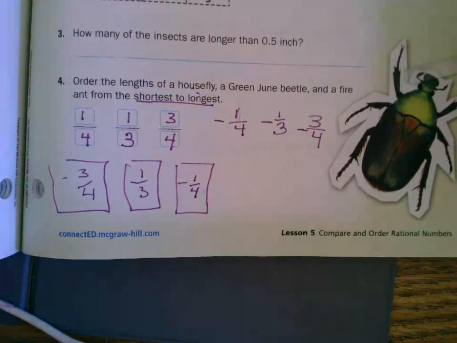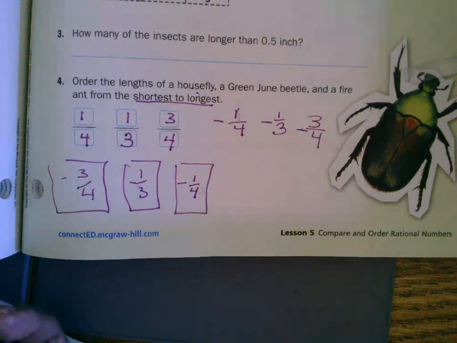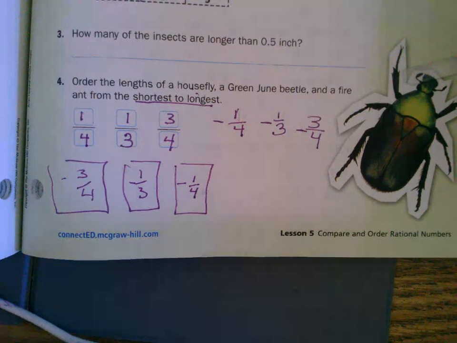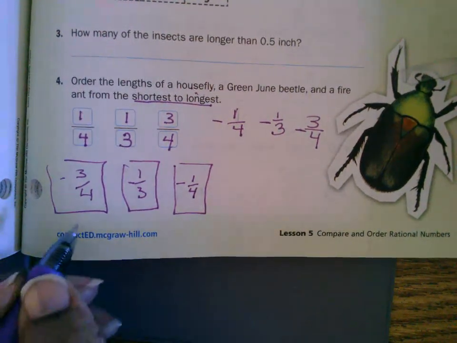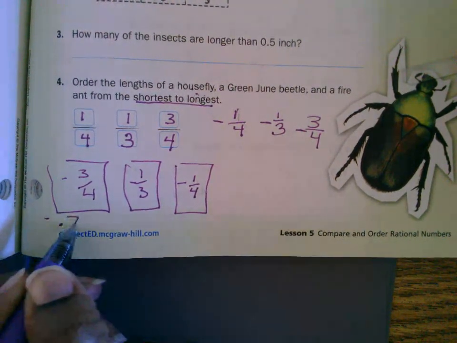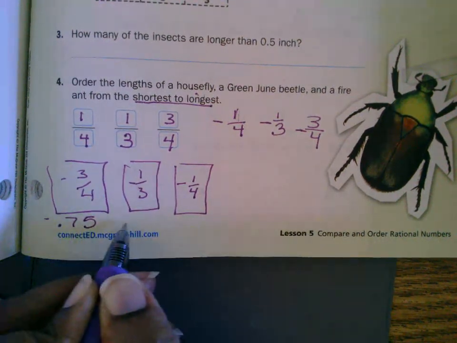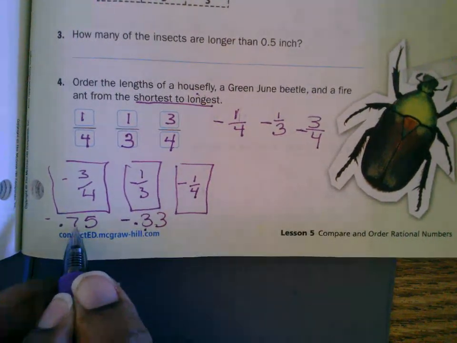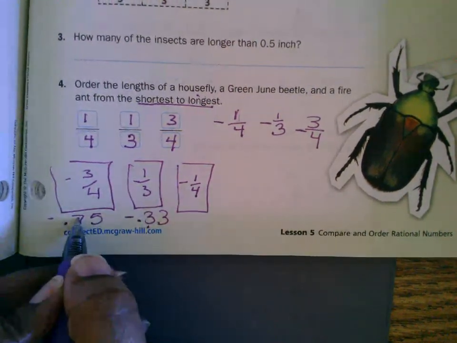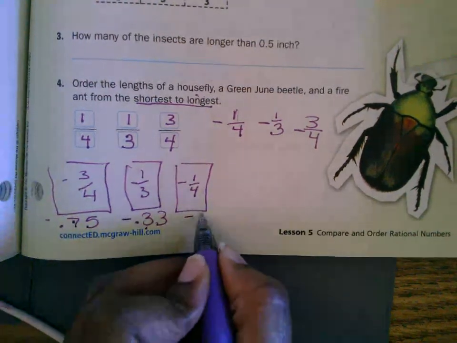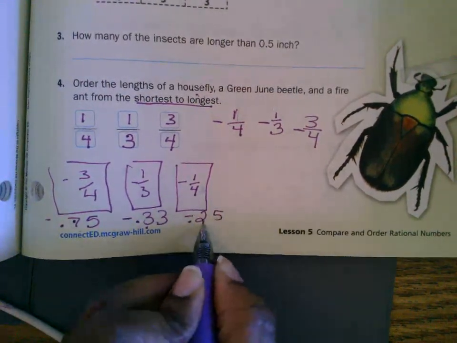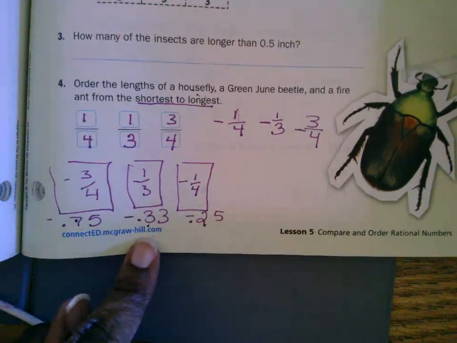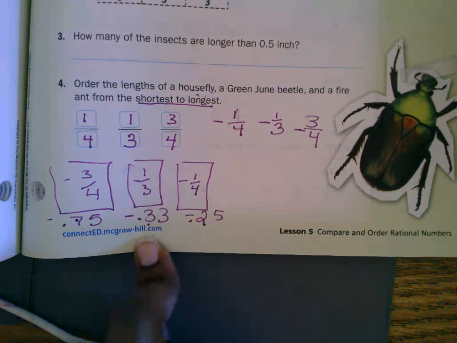What do you notice? They flipped, right? So now, the decimal equivalent will show us that we'd rather owe someone 33 cents than owe someone 75 cents. We'd rather owe someone 25 cents than owe someone 33 cents. Everybody okay with that?